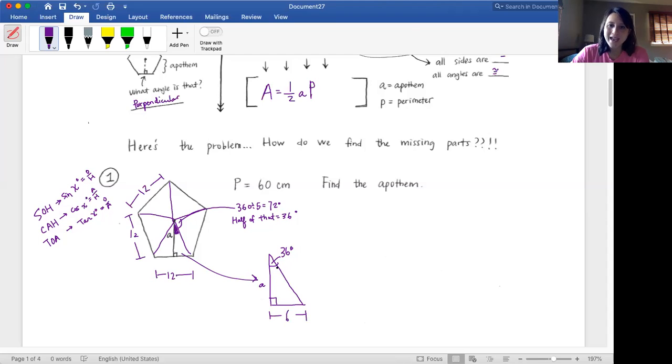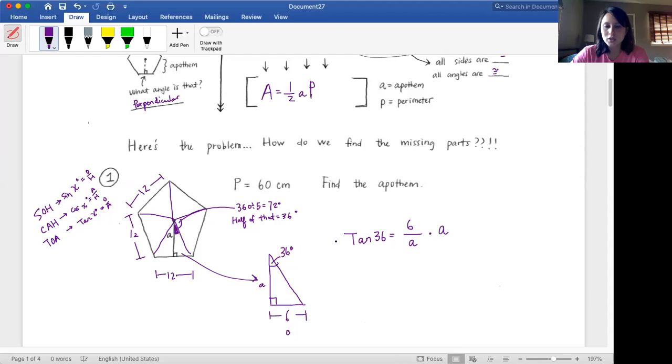So remember, the angle is my reference point. So we're going to decide which trig function we are going to use. This side is opposite of the angle, so this is O, this is the hypotenuse, and this is adjacent, right? So OA spells out TOA. So we're going to say tangent of 36 equals 6 over A. And we're going to solve for A here, okay?